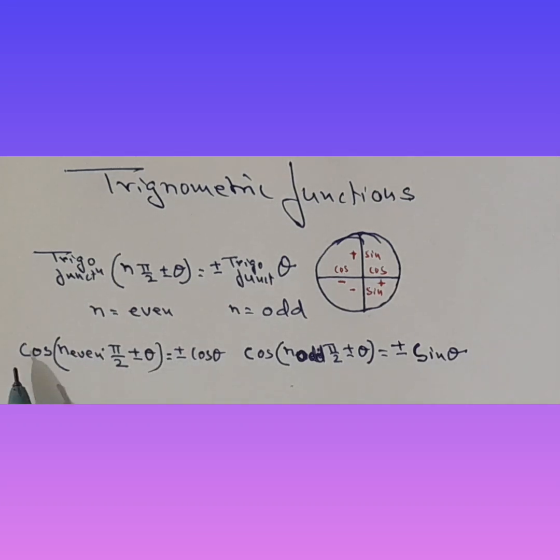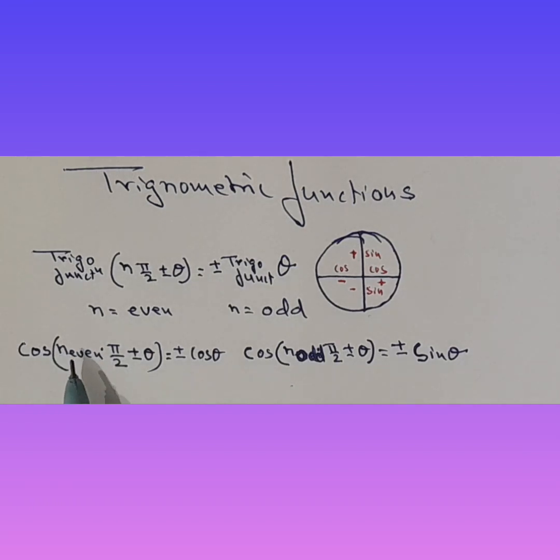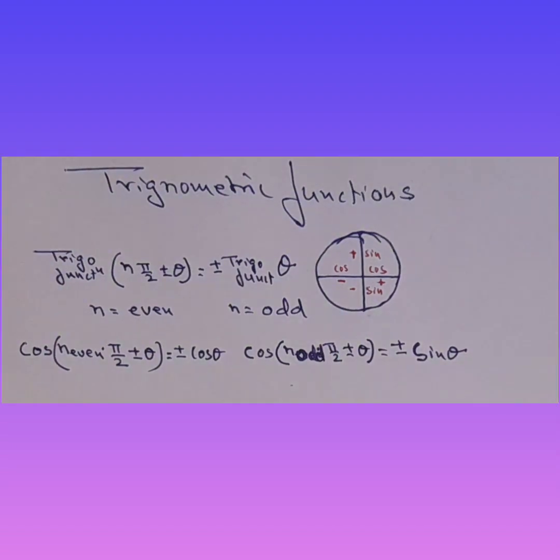Now, let's talk about cos, where n is even, any number. Pi by 2 plus minus theta, cos remains cos here, and plus minus theta, how do we get that sign? I've already explained, but I would be explaining it again over here. Then if n is odd, n odd multiplied by pi by 2 plus minus theta, cos gets its counterpart, that is sine. If it would have been cot, this would have been tan. If it would have been cosec, it would have been sec. Plus and minus, how do we get this? Let's find it out.